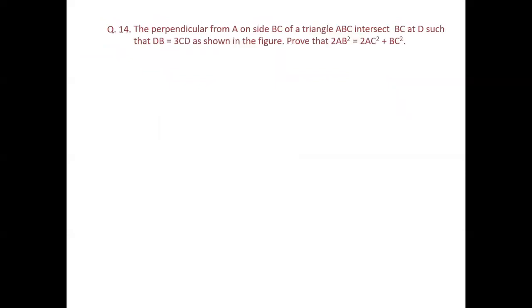14th question. Perpendicular from A on side BC of triangle ABC intersects BC at D such that DB is equal to 3CD as shown in the figure. Prove that 2AB square is equal to 2AC square plus BC square. So let's first draw the figure. This is a triangle. ABC is a triangle.